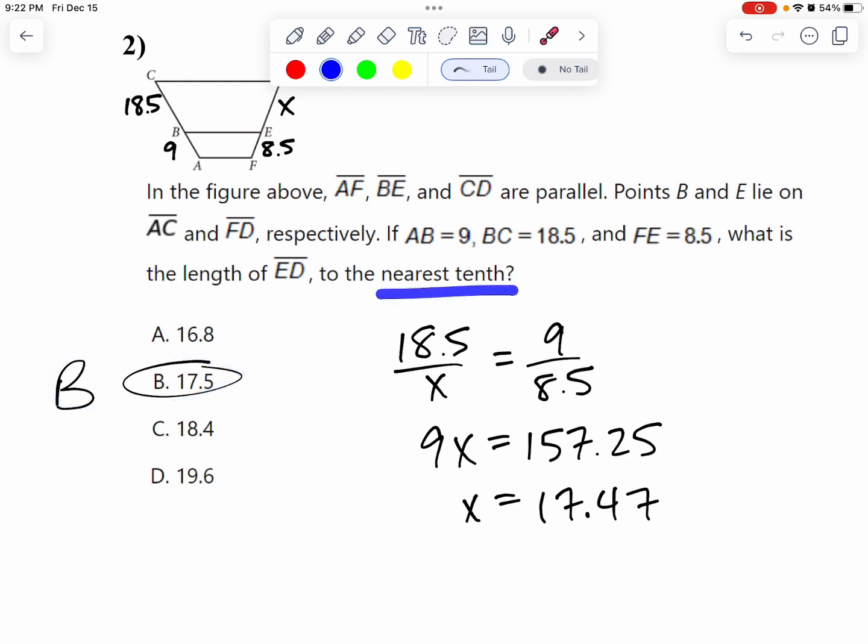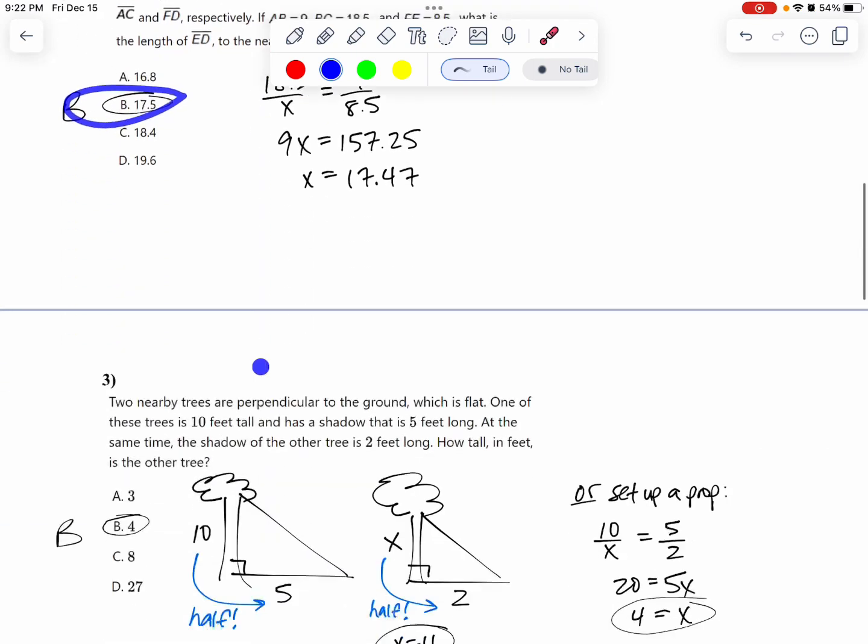It does say nearest tenth. Here's a fun fact about the SAT: if they want you to round, sometimes people think, oh my gosh, I got a decimal. Is that wrong? Did I do something wrong? No, look at the directions. Right? It tells you to round. That means that you're likely not going to have a whole number as your answer. Don't panic. Don't freak out. And look, 17.47 rounds to 17.5.